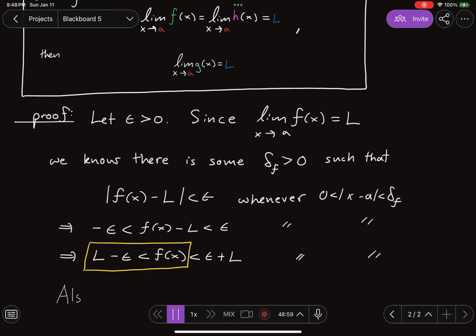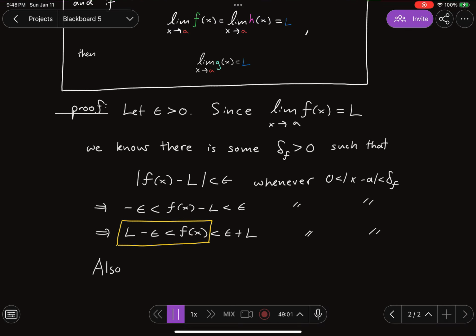Also, since the limit as x approaches a of h of x is equal to L, and remember, at the beginning of our proof, we've accepted a random epsilon. And we are indeed on the hunt for a delta, but we want that delta to be associated with g of x. We know a delta exists for f of x. We grabbed it already. We are about to grab a delta that exists for h of x, and we're going to do something with those deltas to show that a delta exists for g of x.